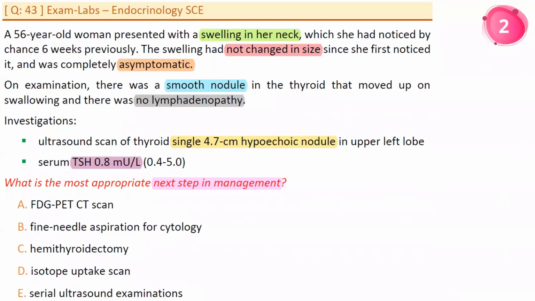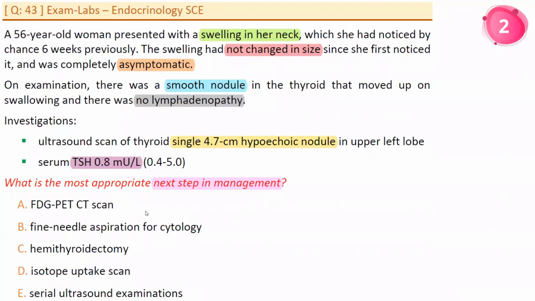Normal TSH, no isotope scan. TSH is low, the next step is isotope scan. So don't do isotope scan for a patient with euthyroid or hypothyroid, because in our practice we face a lot of these mistakes: a patient with normal TSH and someone orders an isotope scan.